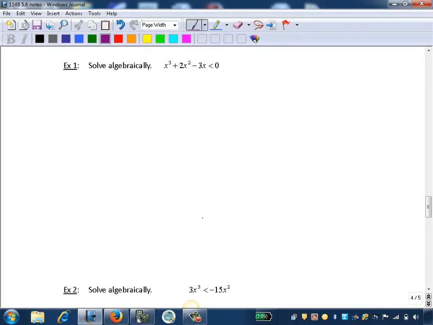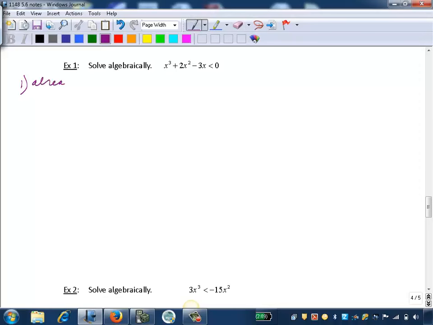Example 1. We're asked to solve the following polynomial inequality algebraically. X cubed plus 2x squared minus 3x is less than 0. Okay, so our first step is to make sure we have a 0 on the right side. We already have that here. We have it in place. We don't have to do any rearrangement of this inequality.